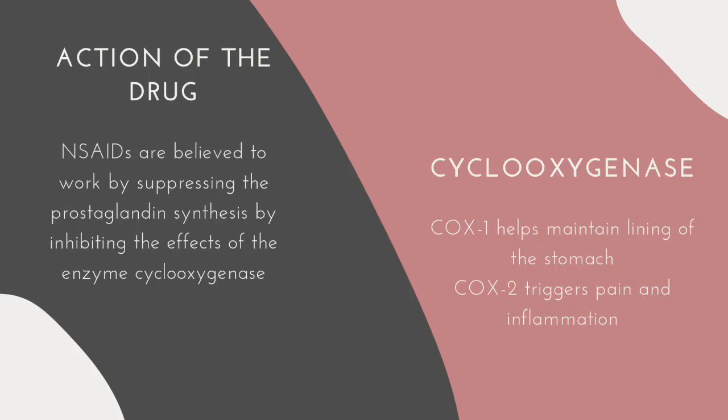Now that we know more about rheumatoid arthritis, let's discuss what NSAIDs are, specifically naproxen. NSAIDs are believed to work by suppressing prostaglandin synthesis by inhibiting the effects of the enzyme cyclooxygenase. Cyclooxygenase has two types: COX-1, which helps maintain the lining of the stomach, and COX-2, which triggers pain and inflammation. With that being said, naproxen has an anti-inflammatory function, an antipyretic function, and an analgesic function.